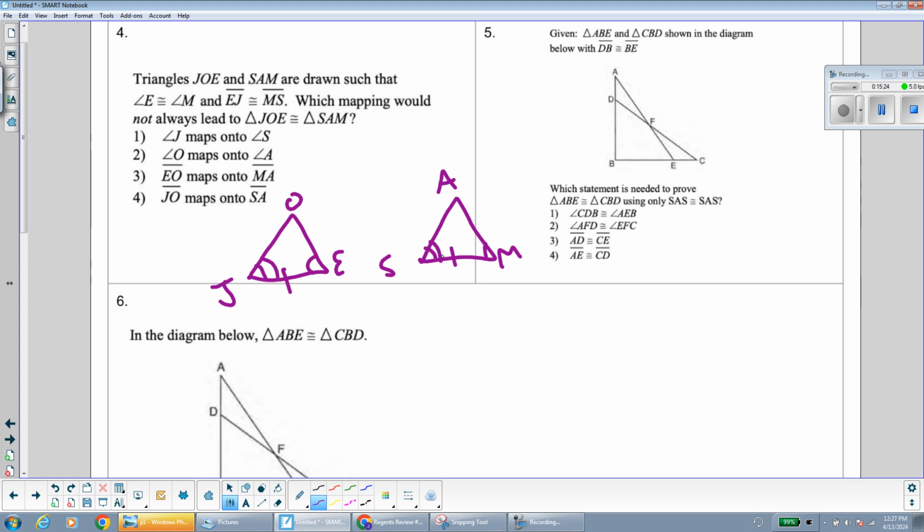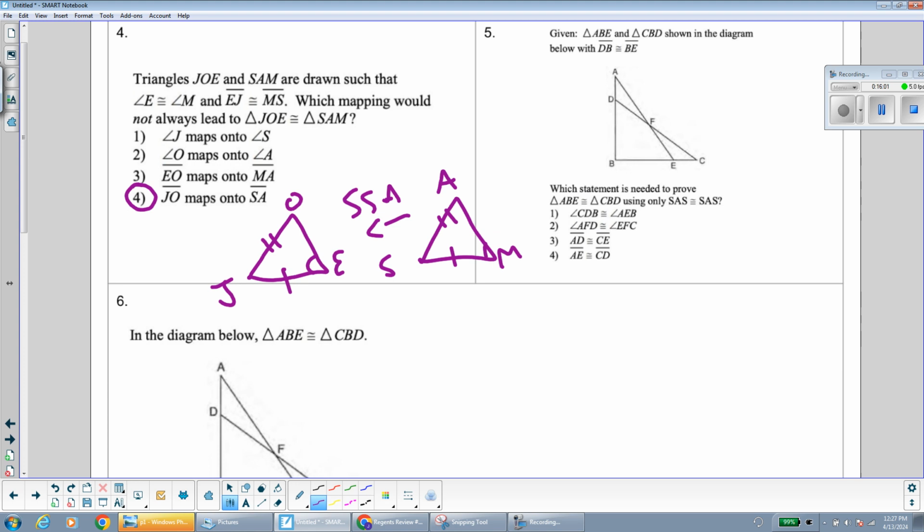J congruent to S, that does, that's ASA. O congruent to A, that does, that's AAS. EO congruent to MA, that does, that's SAS. And finally, JO congruent to SA, well, that's ASS or SSA, which is the same thing as ASS if you read it the other way. So this one does not make them congruent.